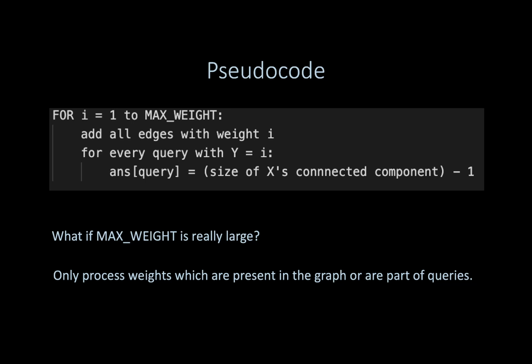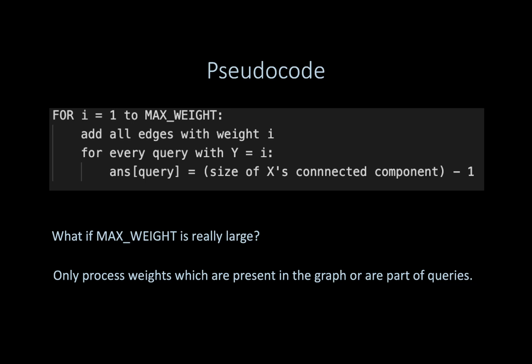And now let's look at the analysis, I guess. Well, how many values of I are we actually testing then? Well, the number of values of I is at most the number of edges in the graph plus the number of queries, which is m plus q, so it's m plus q iterations of I. And then we look at the second part.